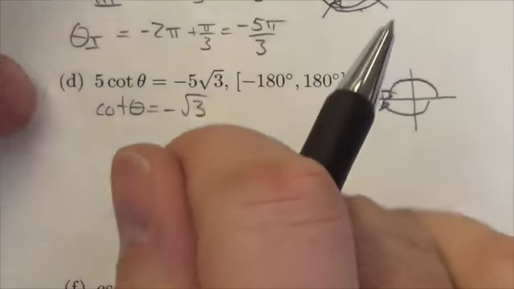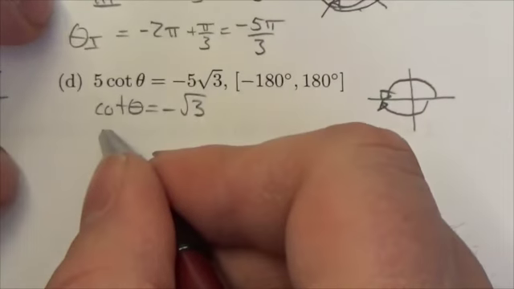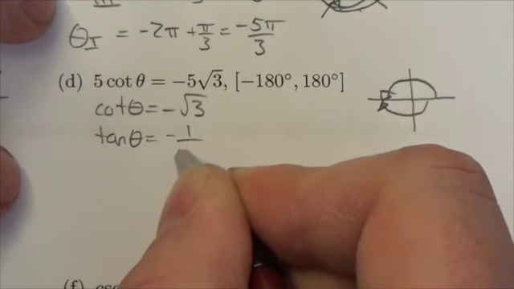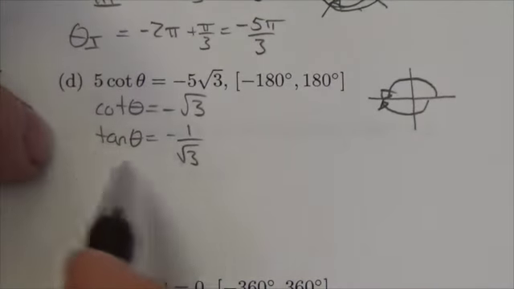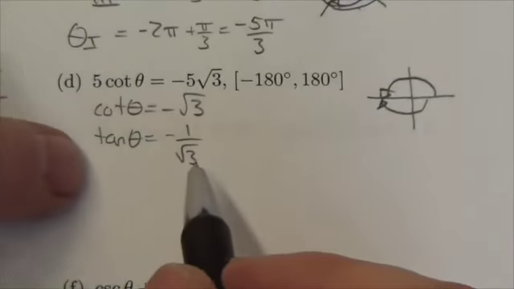Let's change cotangent into tangent here. So let's reciprocate both sides here. We'll get tangent of theta is equal to negative 1 over root 3. Okay, so now we've got it back to a primary trig ratio. I think most of us are probably more comfortable working there.